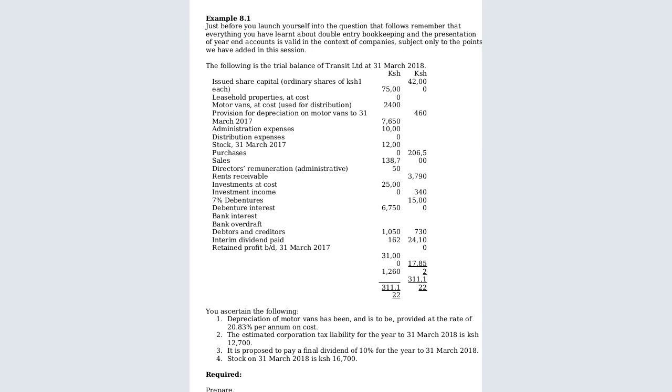That would be how much? $4,200. That will be the final proposed dividends. 4,200. As simple as that. So you take the rate multiplied by the total value of the share capital given in your trial balance. Then the last additional information you just need to note, you have a closing stock of 16,700. As simple as that.